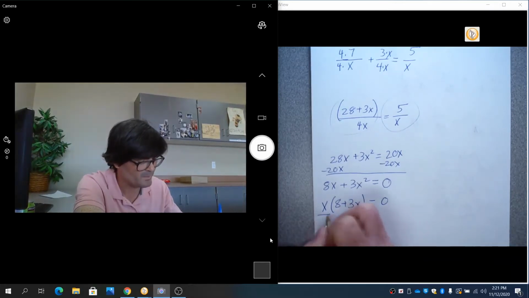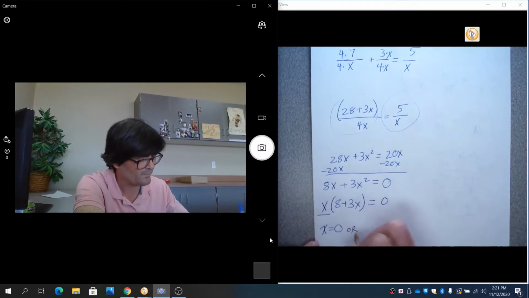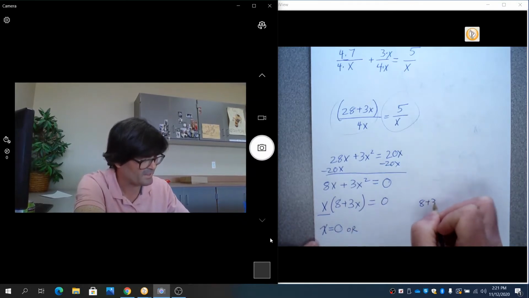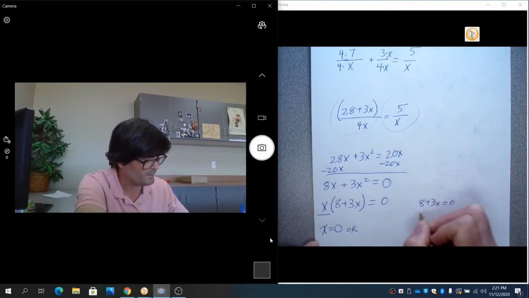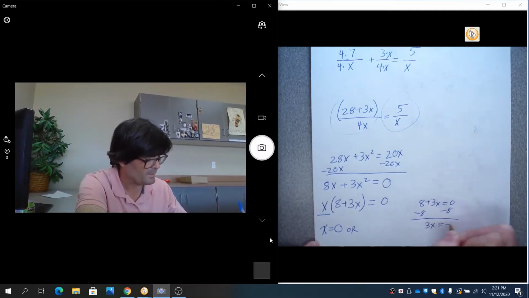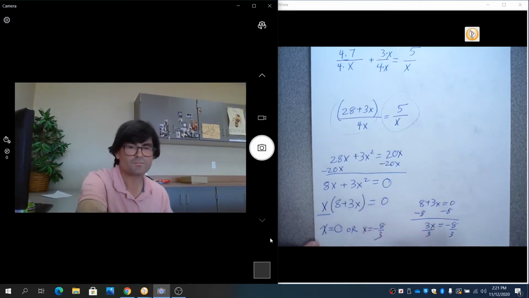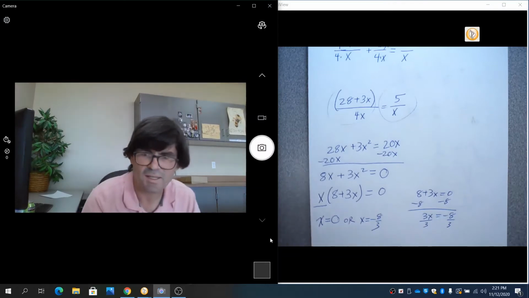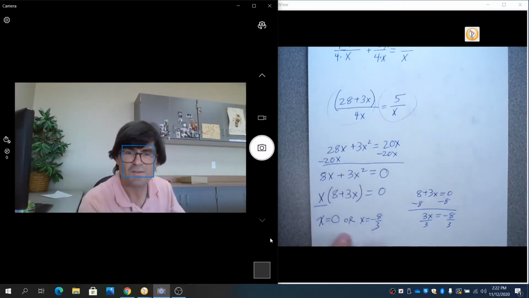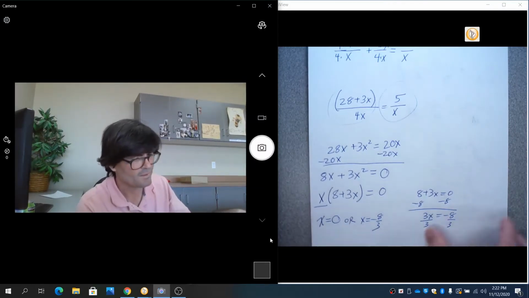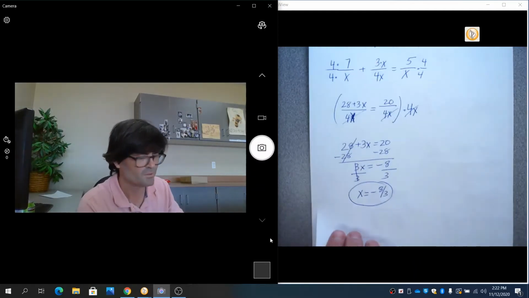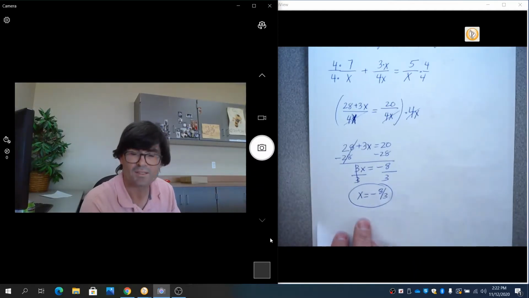And then we actually have two answers here. X equals 0 there, or if you take 8 plus 3x and set it equal to 0, you take away 8, 3x equals negative 8, divide by 3, x equals negative 8/3. So this puts you in an interesting situation. This gave you two answers, and the original problem, the original one I did, gave you one answer. Negative 8/3 was in both.